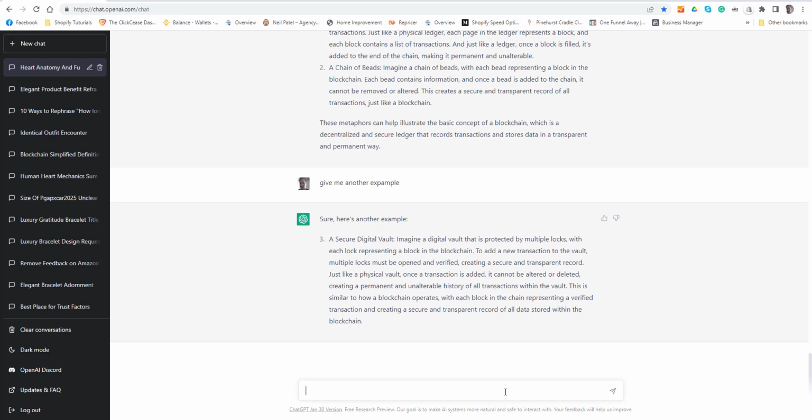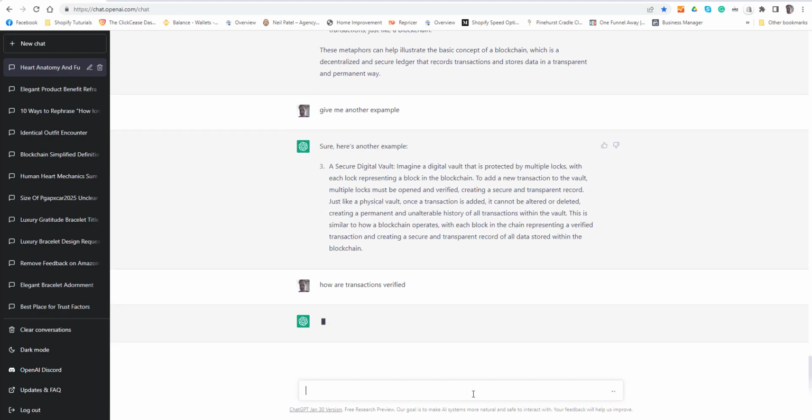So it's a pretty good explanation. The better you know about this, the better questions you're going to be able to ask about it. So let's say, how are transactions verified? If you know a little bit more, this might be a more intelligent question you can ask.